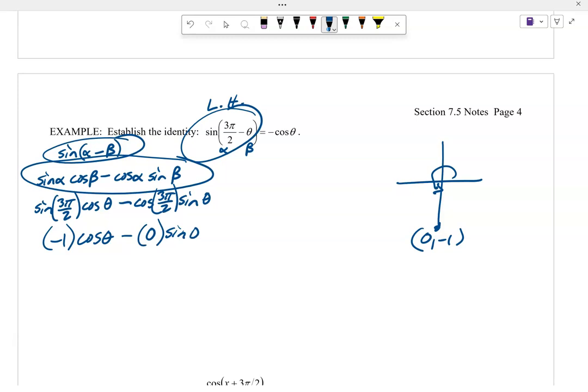Well, 0 times anything is gone. And so we've got negative cosine theta equals negative cosine theta. So there we go. We just proved it using a difference formula. Let's do another couple of these.